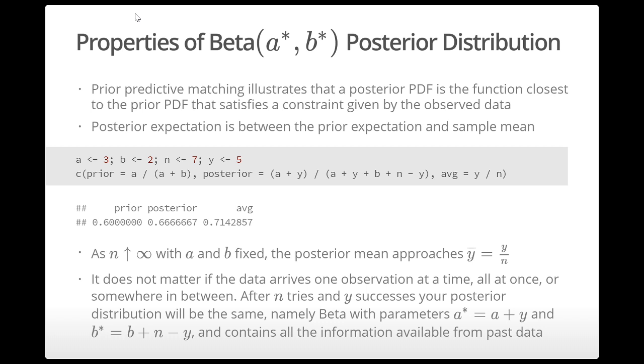You can also see from this expression that if you have a lot of observations, keeping a and b fixed, then the posterior mean is going to converge to the sample mean, so the influence of the prior dissipates as you have more data. And it wouldn't matter if the data arrived all at once or one observation at a time, or somewhere in between. You could update this with one data point n times, or you could update it once with n data points. In the end, you're going to end up with the same posterior distribution, and in this case, that is beta with first shape parameter a star being a plus y, and second shape parameter b star being b plus n minus y.